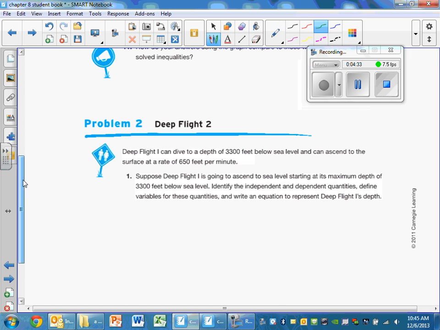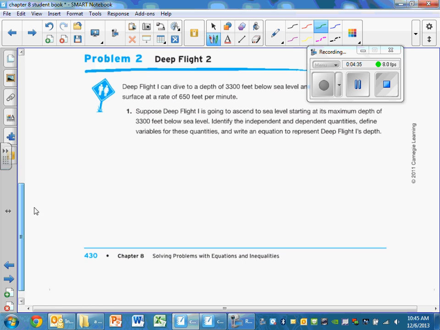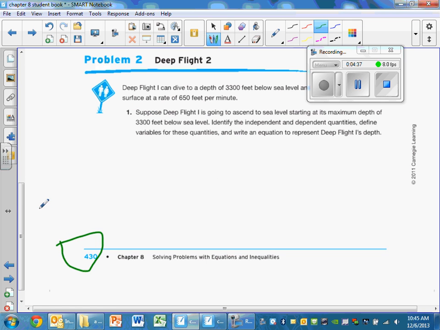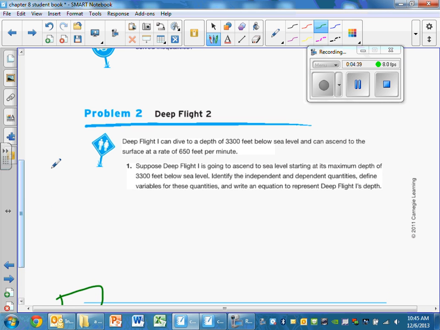All right, so now problem 2, Deep Flight 2, we're going to go to page 430, so skip some pages with me. Deep Flight 1 can dive to a depth of 3,300 feet, and then ascend to the surface at a rate of 600 feet per minute. So at the surface, it can go up.